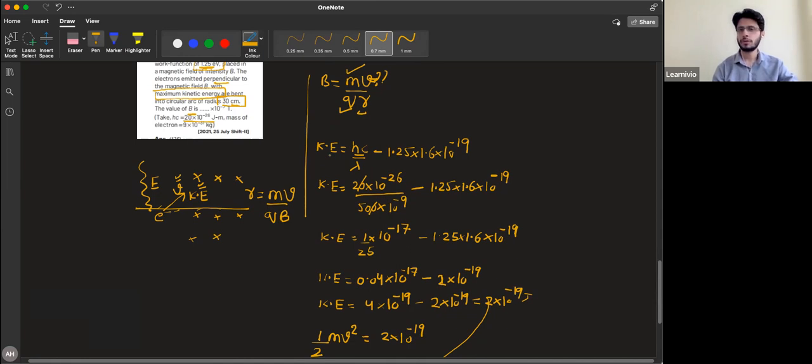Now, if you solve questions on photoelectric emission, you will get all those scenarios which I'm talking about. You will find questions where, using this kinetic energy, they ask you to calculate the wavelength of the electron. So that is photoelectric emission plus de Broglie hypothesis.